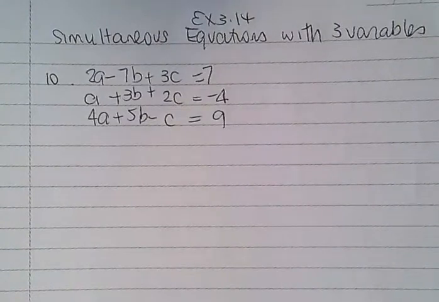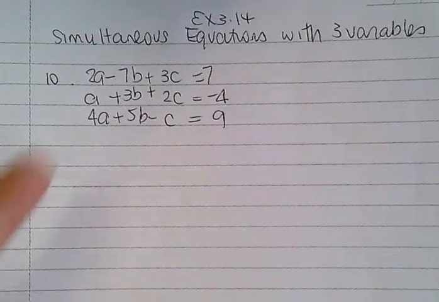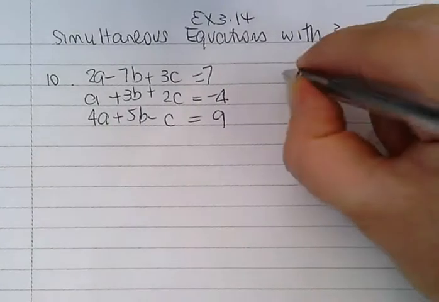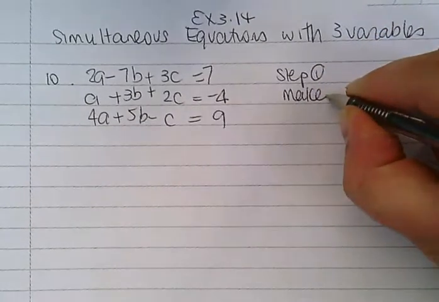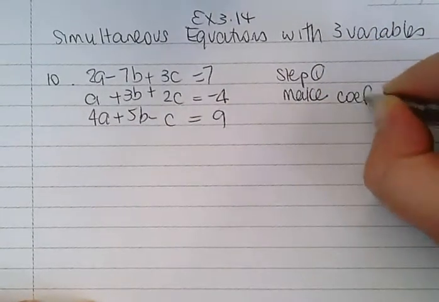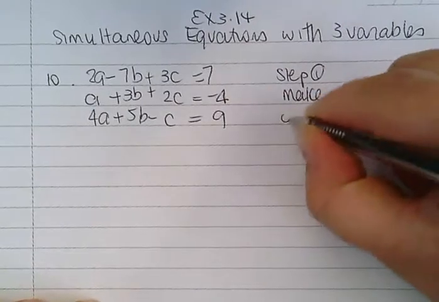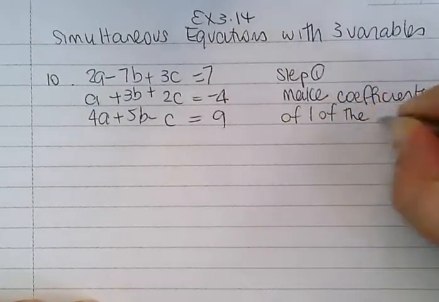We're looking at simultaneous equations with three variables. I believe the easiest way to do this is you choose one of the pronumerals, A, B, or C, and you say, I'm going to make the coefficients of the A, the B, or the C all the same. That is step one: make the coefficients of one of the pronumerals, don't worry about positive and negative, the same.